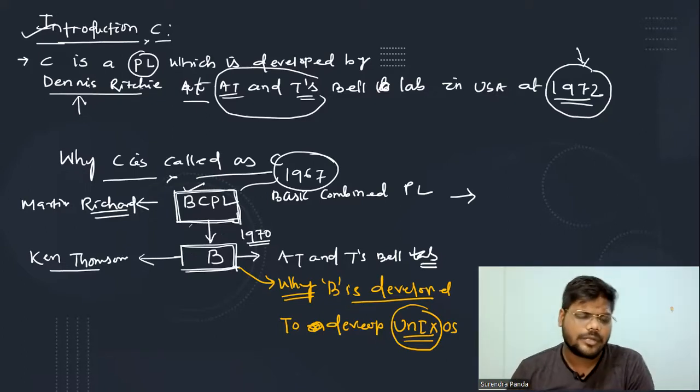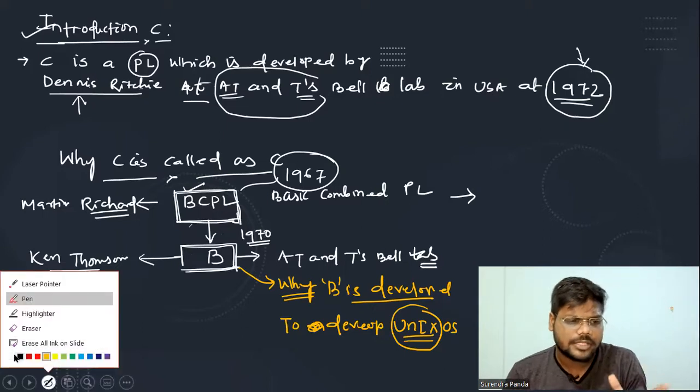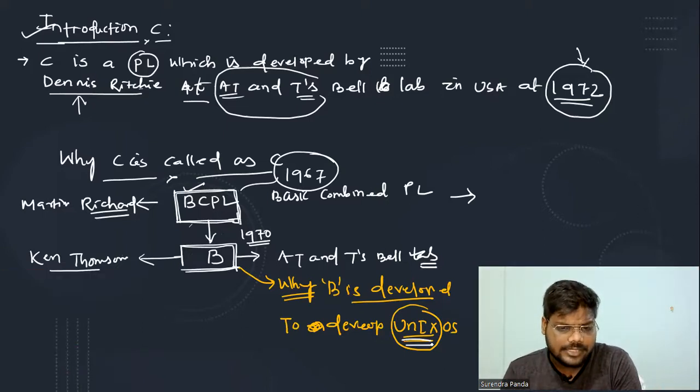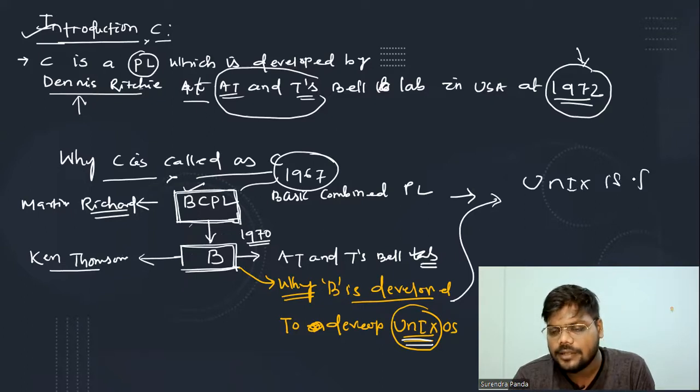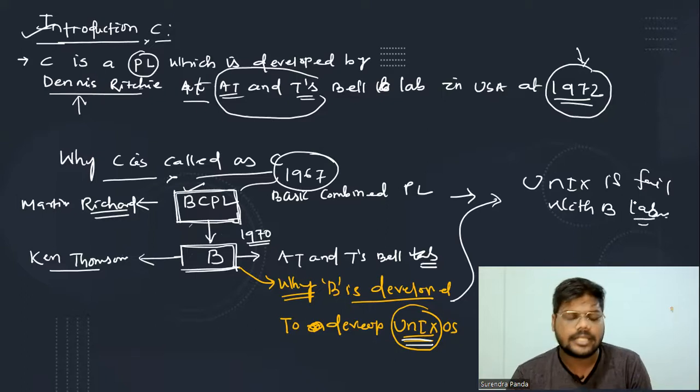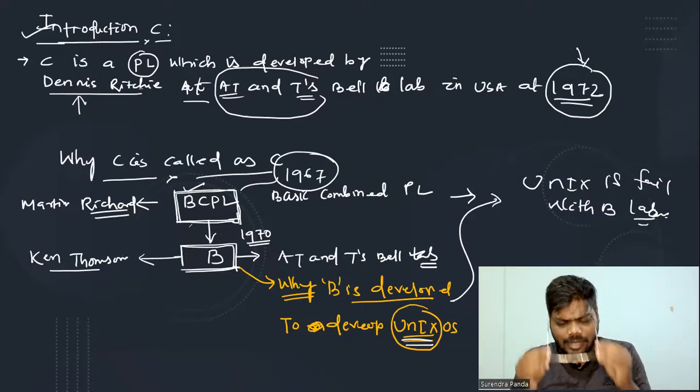Is it clear or not? Sir, don't worry about Unix, Linux, and all these things. Sir, you have to remember this one key: for developing Unix operating system, B language came into the picture. But unfortunately, this is a failure project. Unix is a failure with B language. Unix operating system is developed by using B language, but it is a failure project.